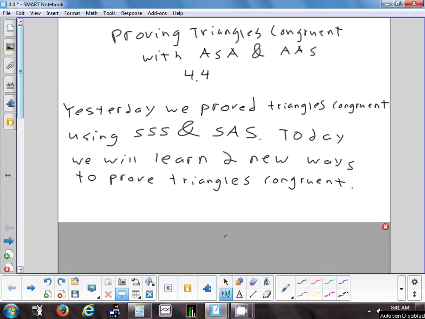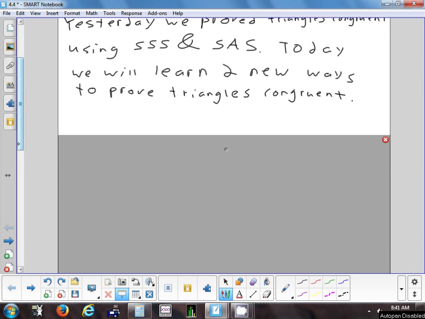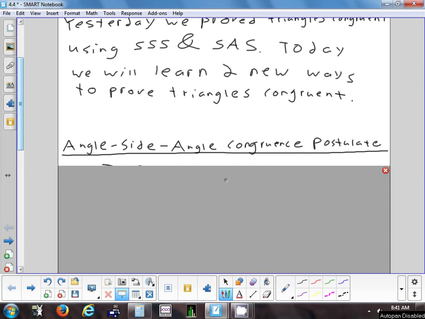So we don't have to show every single angle and every single side. That's a little bit of overkill, too much work. You just have to show one of these four postulates or theorems. All right, so let's start out with angle side angle. Angle side angle is a congruence postulate.